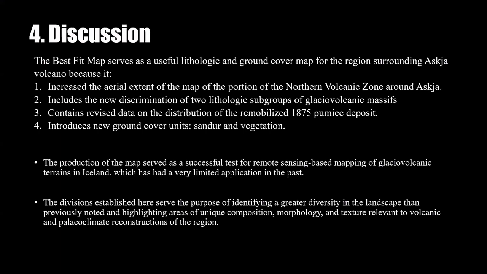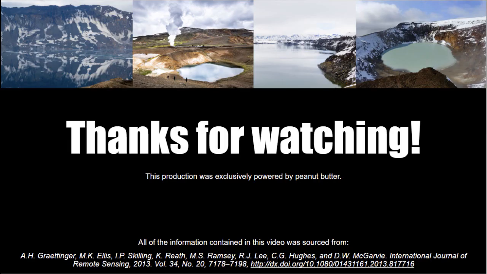Additionally, the map was found to be successful in testing the application of remote sensing of glaciovolcanic terrain. And lastly, the study was able to identify more differences in volcanic stone types than in the past from the use of their composition, their morphology, and their texture, which is, I think, the main takeaway from this. The success of this study speaks to the potential for remote mapping of glaciovolcanic areas, while the shortcomings of existing regional maps, paired with the variability of glaciovolcanic massifs surrounding Askja, beg for further field investigation.